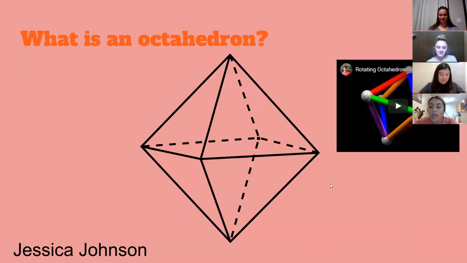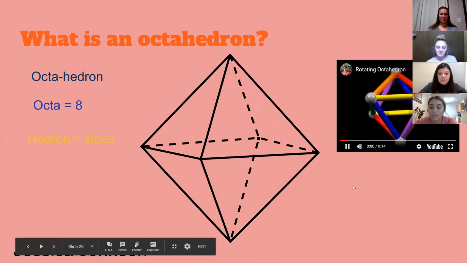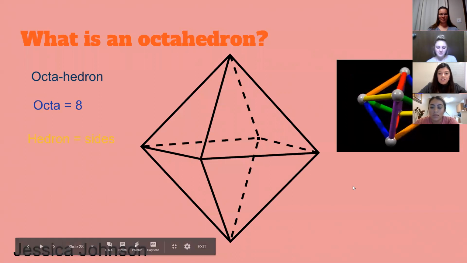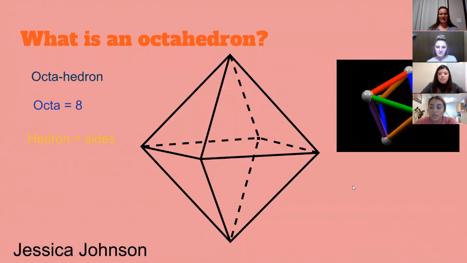Jessica, what is an octahedron? Thank you for asking. Let's break the word down. Octahedron. Octo equals 8, and hedron means side of a polygon. This word literally means 8-sided polygon. Think of an octahedron as two pyramids stuck together at the base. An octahedron has 8 equilateral triangle faces, 12 edges, and 6 vertices.